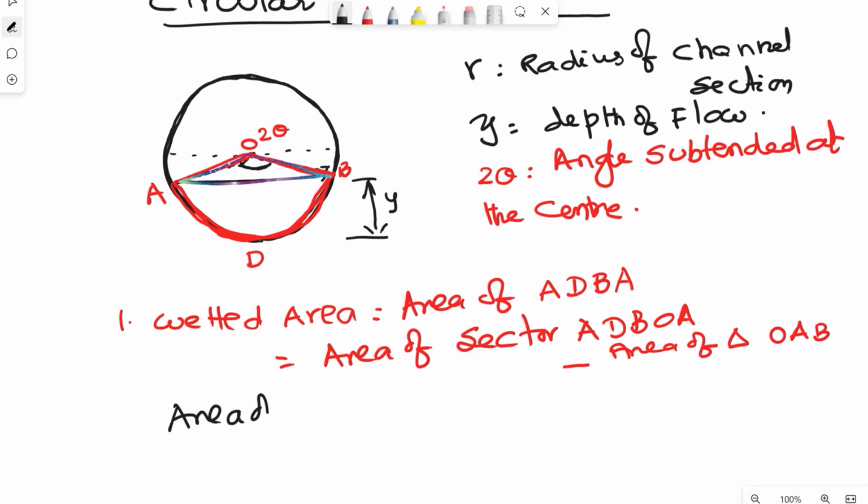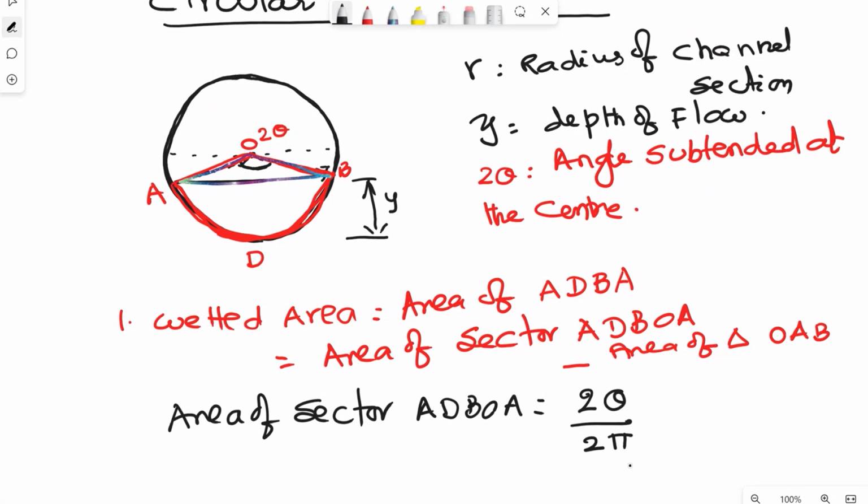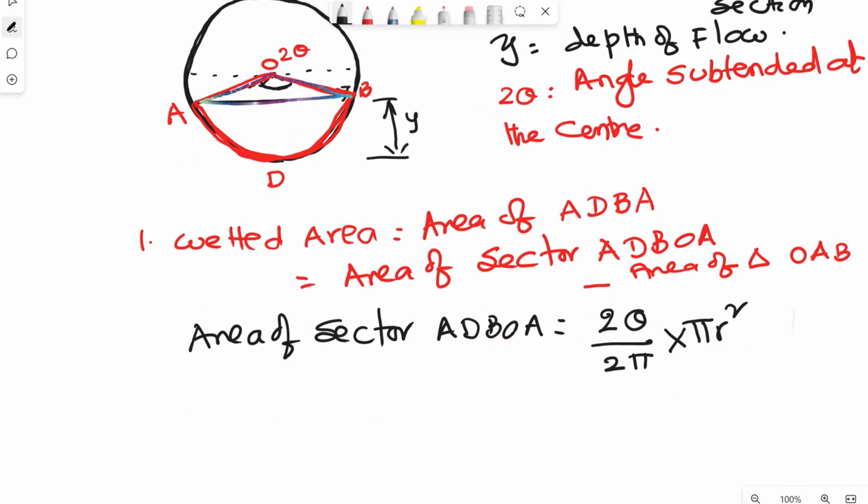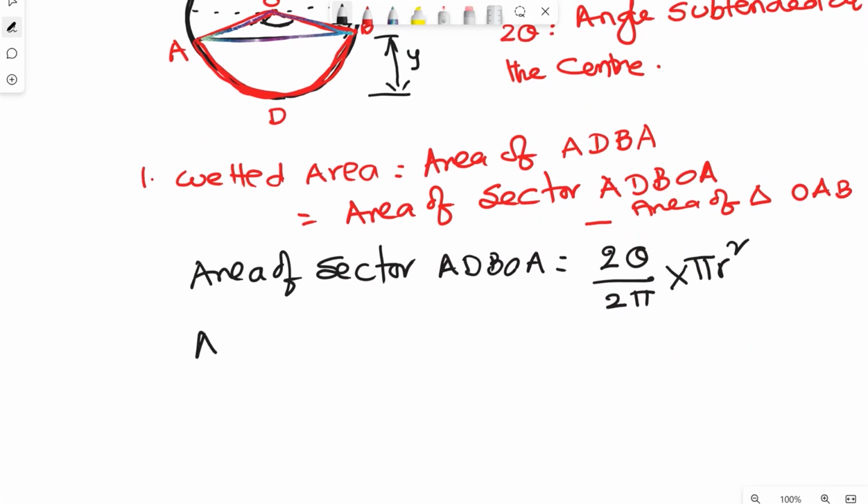Area of sector ADBOA: as you all know, it is the angle subtended, theta in radians, divided by 2 pi, into the full circle area. Dividing by 2 pi converts the angle into a fraction of the circle. For the full circle, area is pi r square. Then what is the area of triangle OAB?